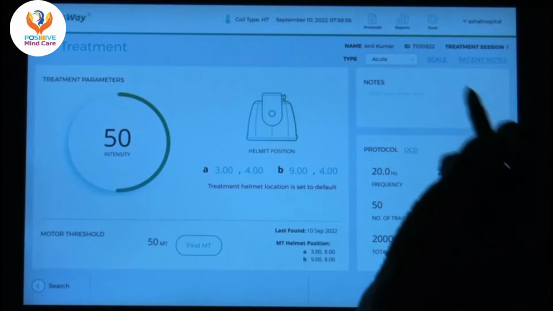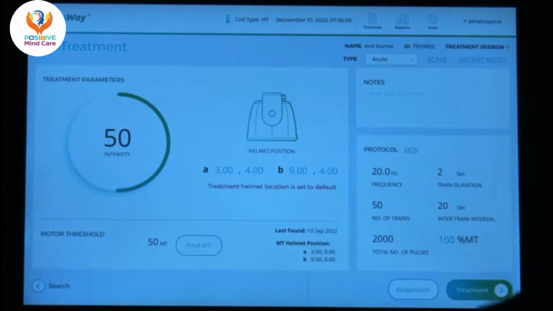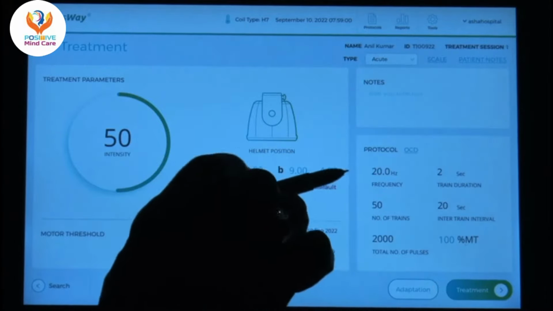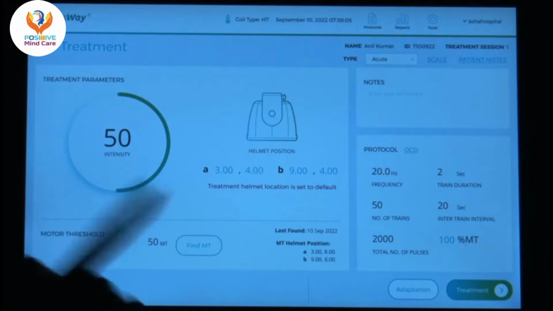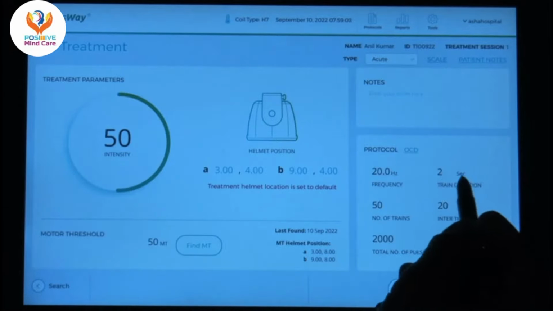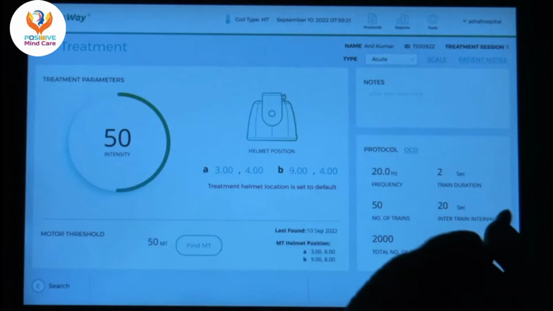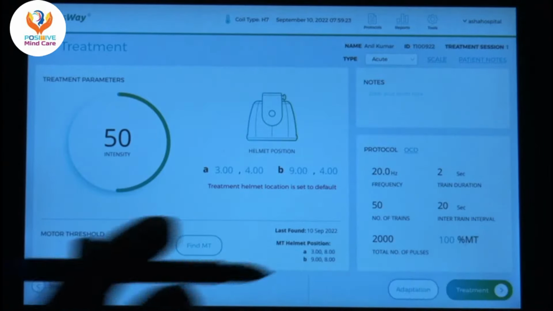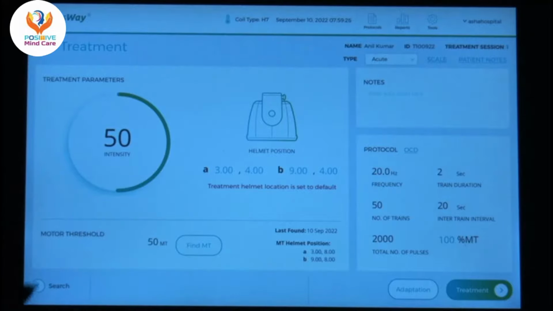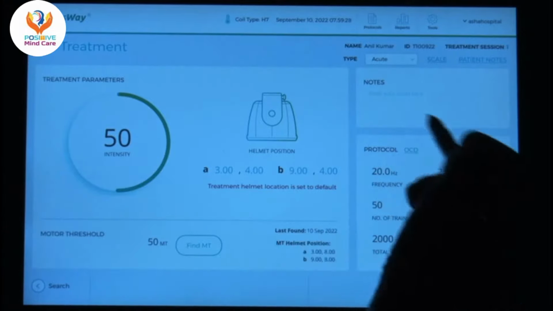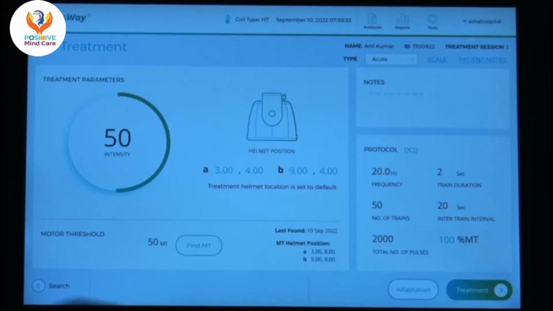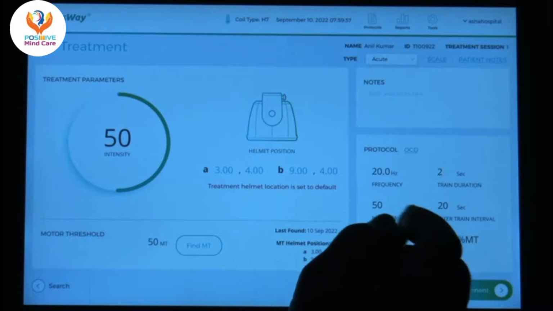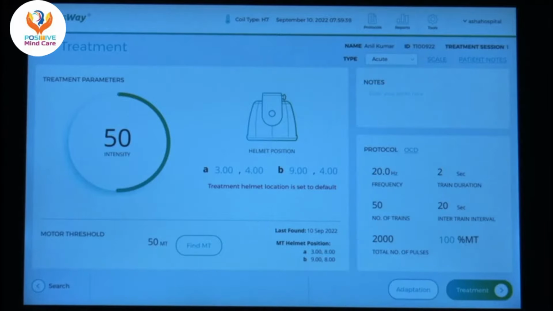Now, I want you to focus on this part of it, which is the main protocol. Here, if you look at this, 20 hertz. That means per second, 20 stimuli are applied. This is train duration. Then there is a gap, which is called inter-train interval, which is 20 seconds, when the stimuli is not administered, and again it starts for the next train. Like that, we administer about 50 trains to the patient, almost about 2000 pulses this patient will get in the next 20 minutes of the treatment.